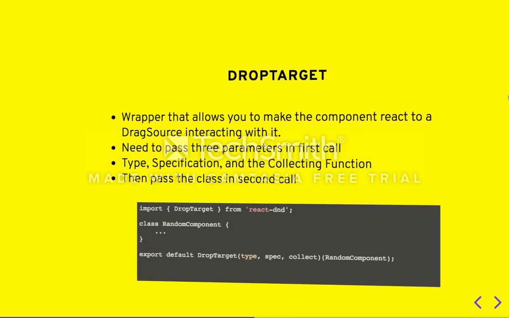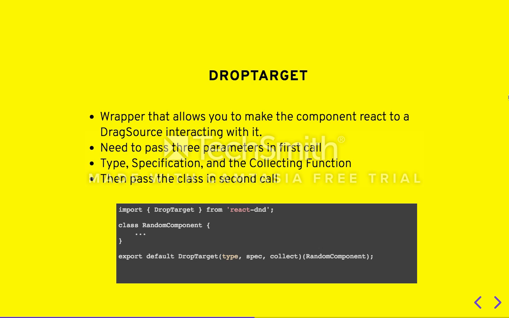Now we talk a lot about drop target, so what is the drop target? The drop target, just like the drag source, is a wrapper that allows you to make the component react to a drag source interacting with it. You're going to need to pass in three parameters in the first call: the type, the specification, and the collecting function. We already went over these, so I won't go over them again. Then you pass in the class as the second call, just like the drag source.